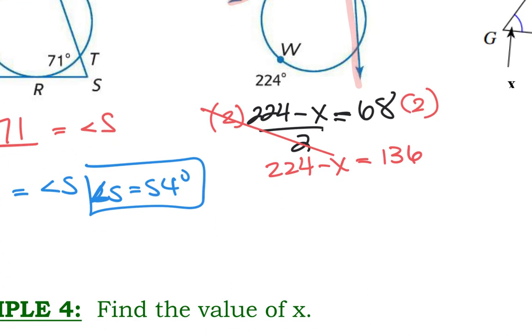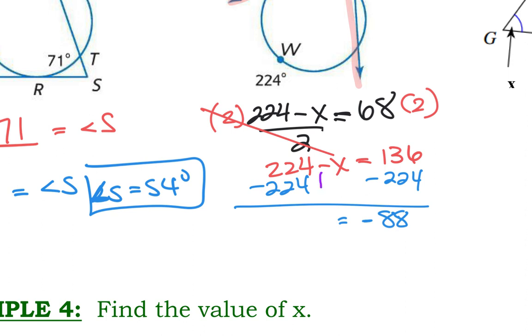Subtract 224. You're going to come out with the negative. It's okay. What do you get? Negative 88. All right, so this is why it's okay. The reason why is because you have to bring down the x, and when you bring down the x, you have to bring down the sign in front of it.